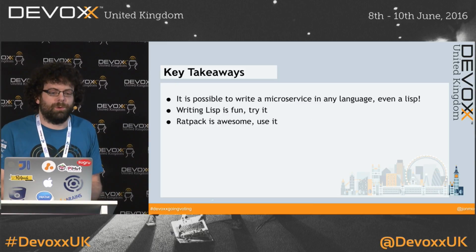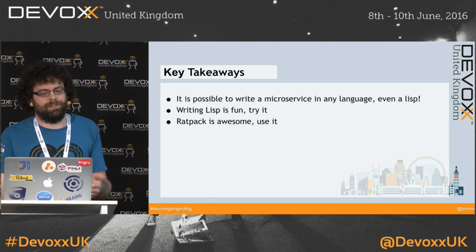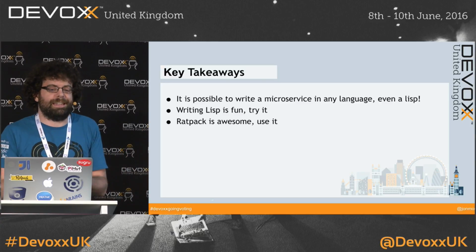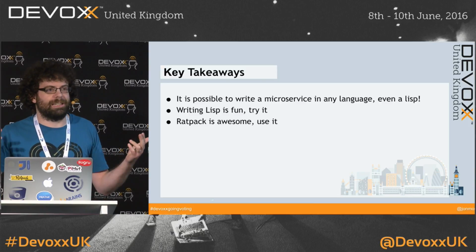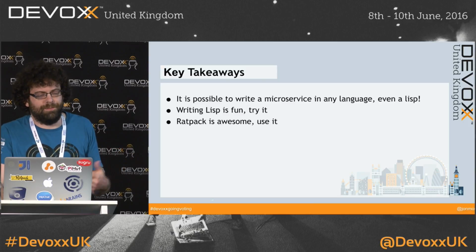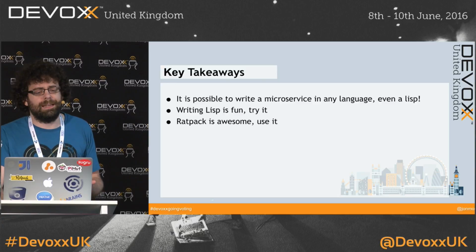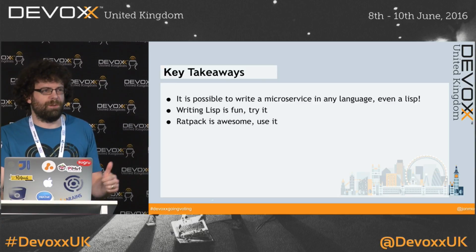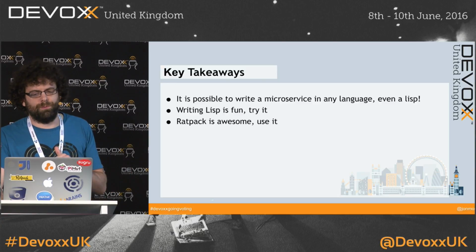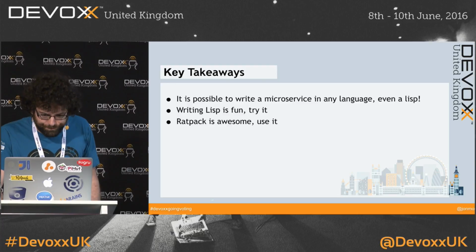systems. But one of the key things is that microservices are just microservices, and you've got an API. It's easy to write them, even in a Lisp. You can write microservices in any style. Really, Ratpack is really awesome. It's a really well written system. It's got some really nice ideas in it, and I'd encourage you to go and check it out.